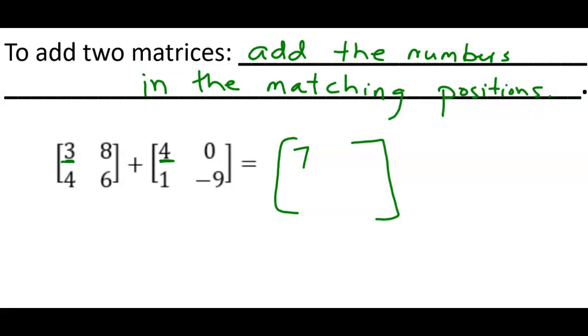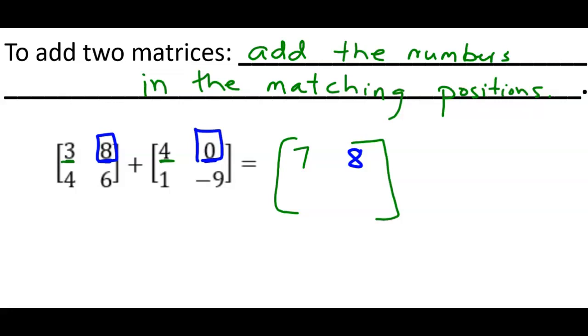I can only add matrices together if they're the same size. For both adding and subtracting, I can only do this if the matrix is the same size as the other matrix. Okay? So now, if I'm looking at 8, what corresponds to 8? Row 1, column 2 would be 0. What's 8 plus 0? 8.